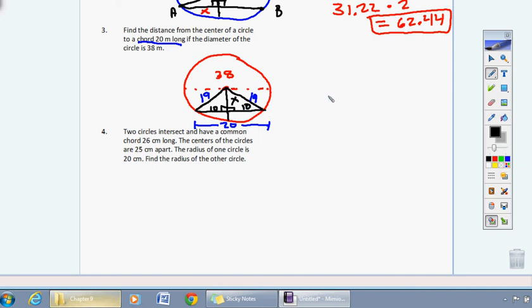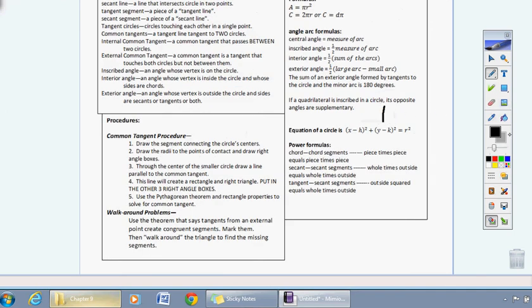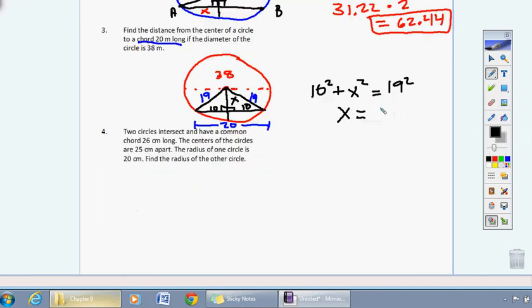So I can go ahead and solve for x by, again, just doing the Pythagorean theorem. 10 squared plus x squared is equal to my hypotenuse, which is 19 squared. Now we can go ahead and solve for x. If I solve that, I'm going to get x is equal to 16.16.